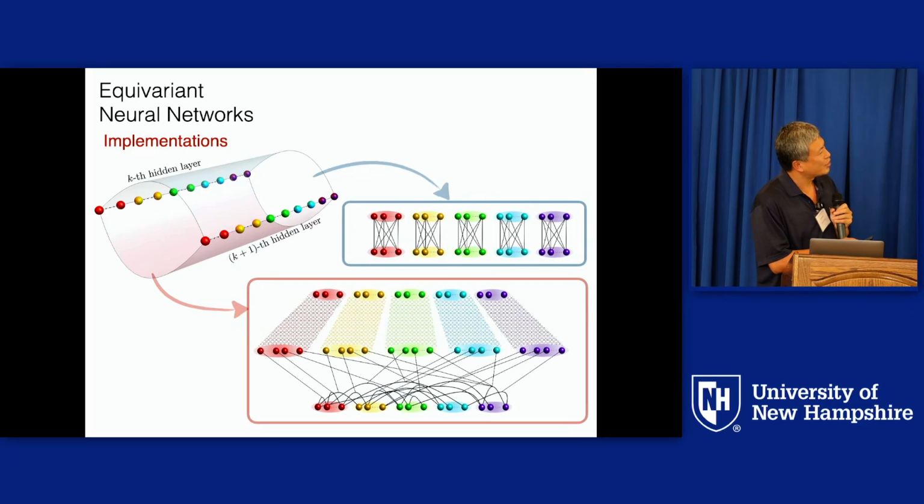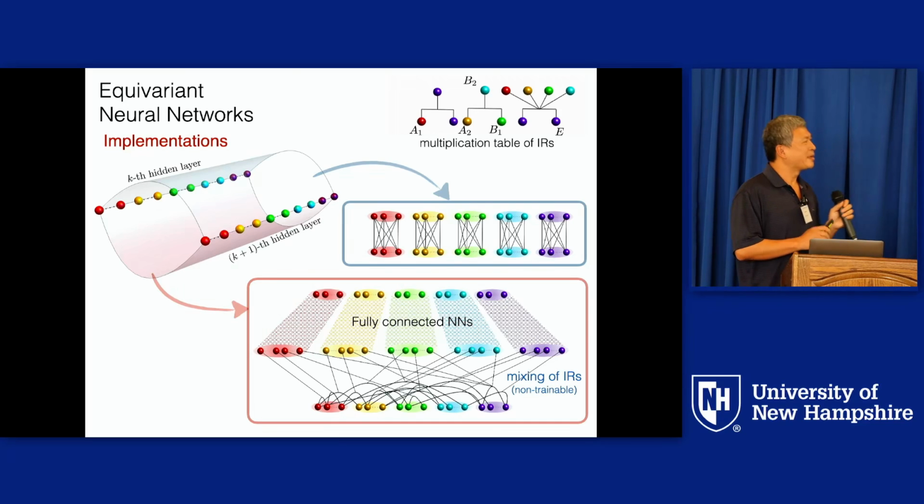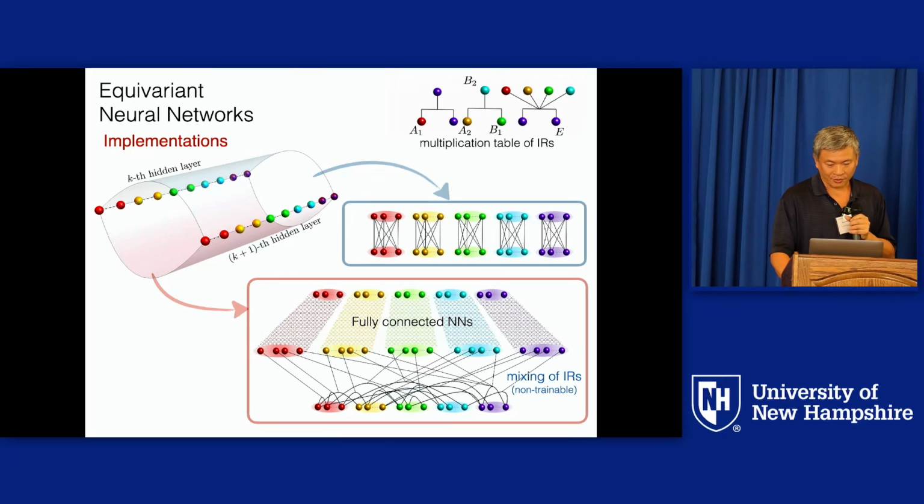So he came up with two channels to go from one hidden layer to the next. One is a fully connected connection between the same type of irreducible representation. The other is, based on the multiplication table of the irreducible representations, you first mix the different IRs. And then once you have this mixed intermediate layer, you do fully connected neural networks. And all the trainable parameters are in this part. So that's how we can implement this. And I think quantum chemistry people used a similar approach for the E3 equivariant neural network.